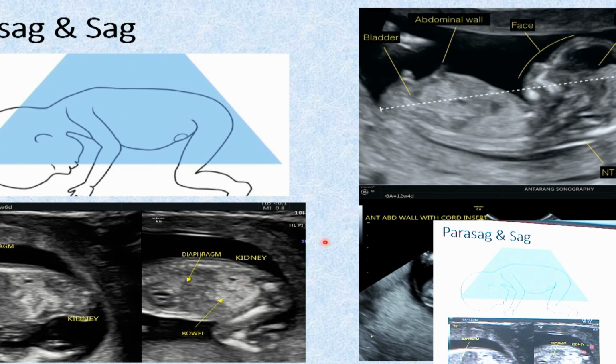what we are going to concentrate on here is more the anterior abdominal wall. The anterior abdominal wall evaluation is very important. In the first trimester itself, there should be no anterior abdominal abnormality which should go to the second trimester for diagnosis. So that we have to evaluate in the parasagittal and sagittal sections.